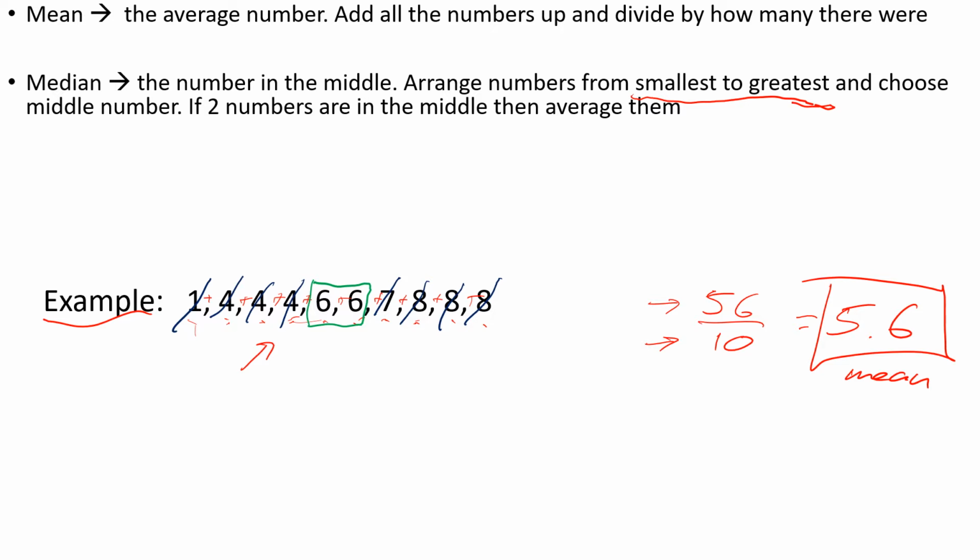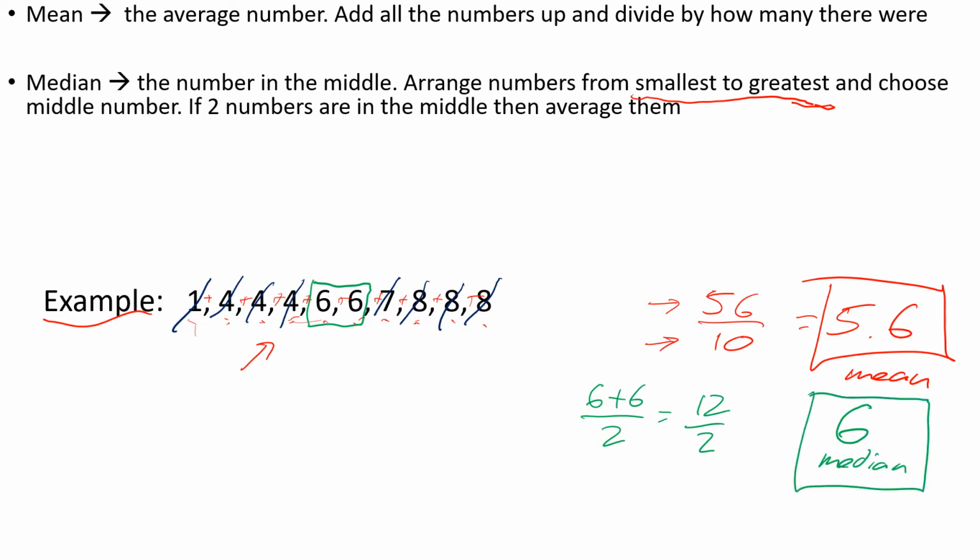Now they happen to both be 6, but if you have two numbers that are in the middle, you add them up, 6 plus 6, and since we have two numbers there, divide by 2. That's just going to be 12 over 2, or in other words, 6 is the median. Okay.